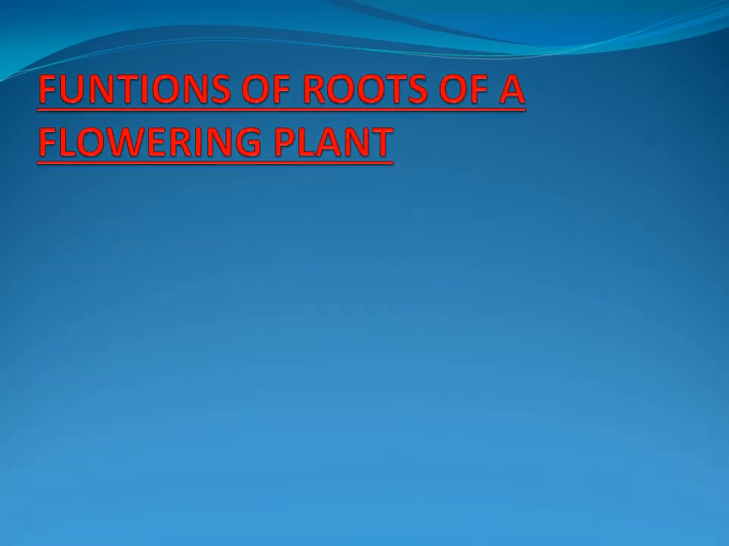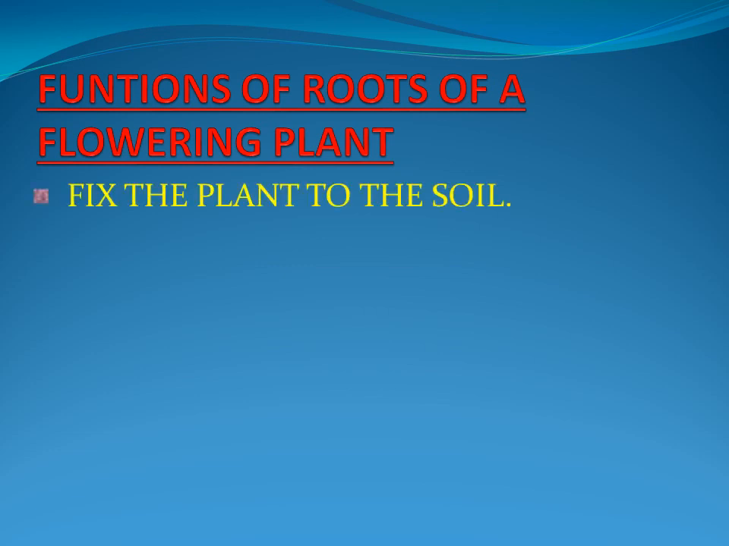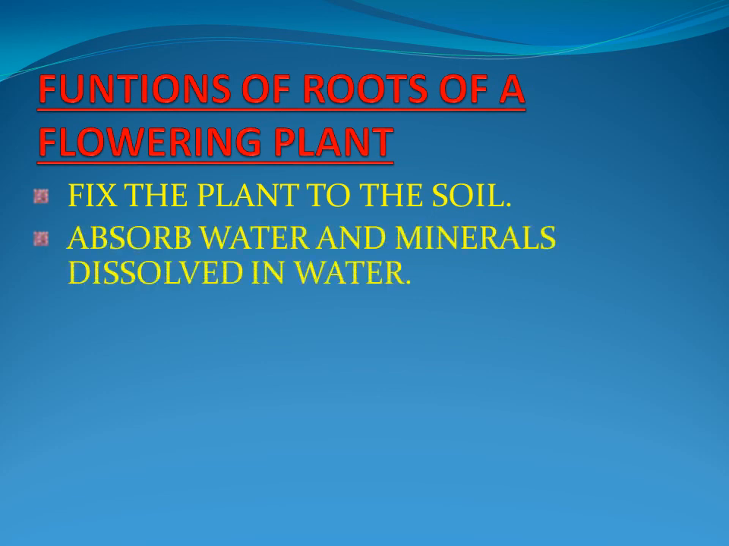So next, moving on, functions of roots of flowering plants. Fixing the plant to the soil. I think it is the best one of all of these. So the first one is fixing the plant to the soil. The main thing done by the root of a flowering plant is fixing the plant to the soil. And the second one is absorbing water and minerals dissolved in water.